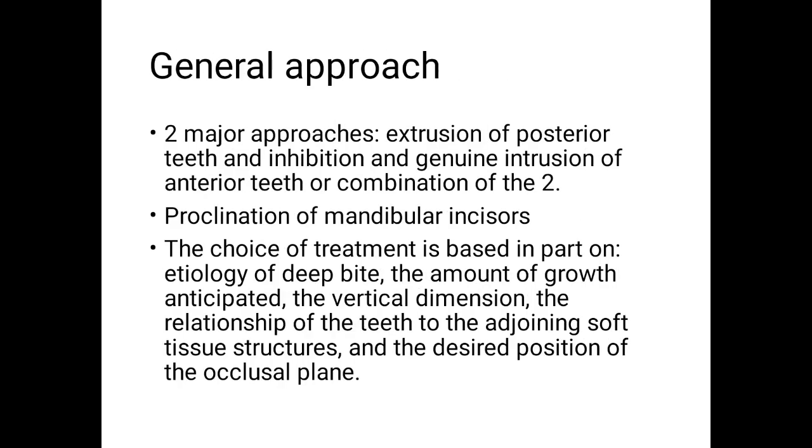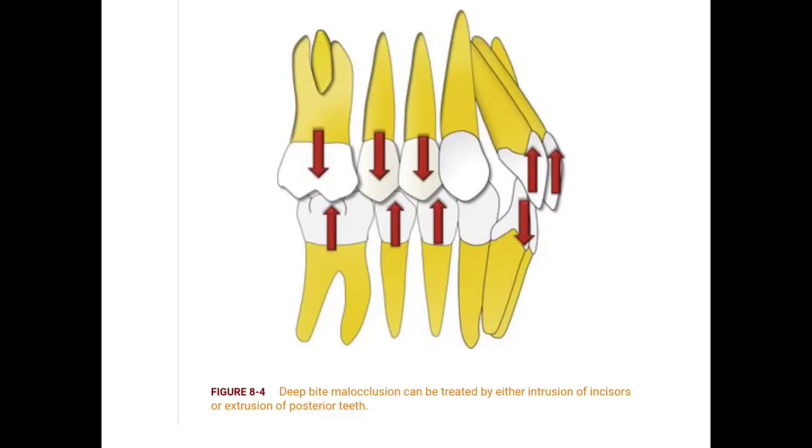Two major approaches to this management. You can either extrude the posteriors or intrude the anteriors, or you can do a combination of both. Sometimes you may just need to procline the mandibular incisors, especially if they're retroclined. You can just procline them to fix the issue. And like I said, the choice of treatment is based on the cause, severity, growth potential that we have, and then the vertical occlusal dimension. Now, these are the ways you can manage. You can either extrude the posteriors or intrude the anteriors, or a combination of both.